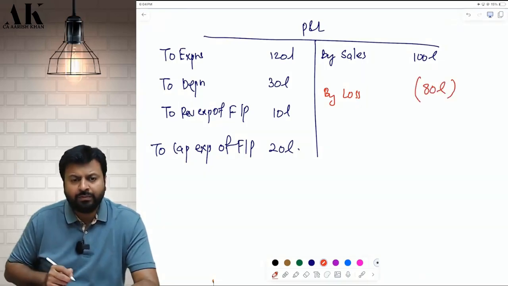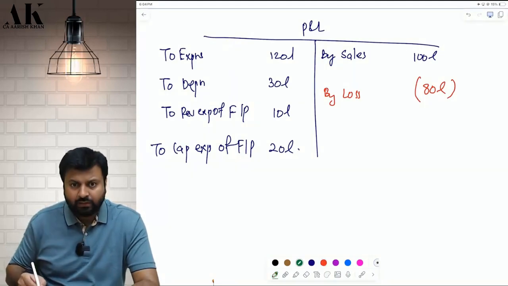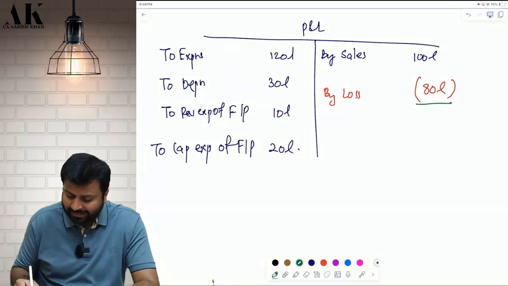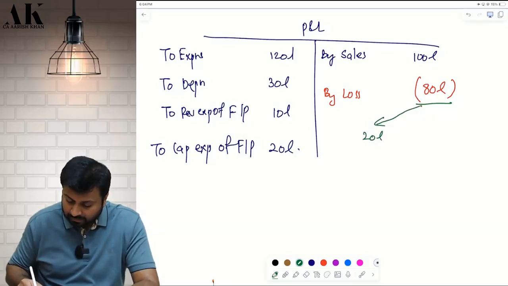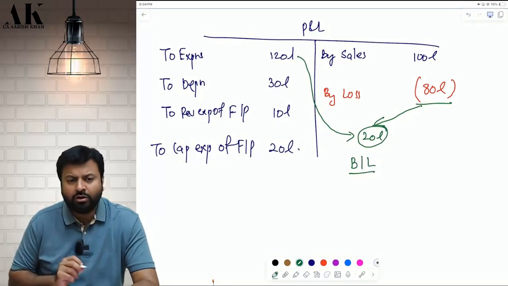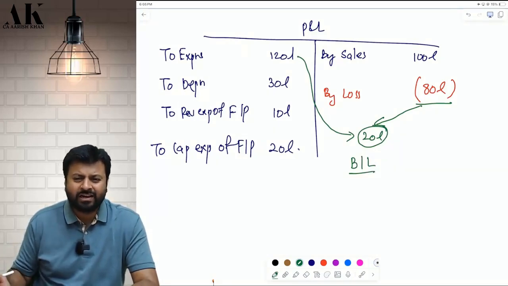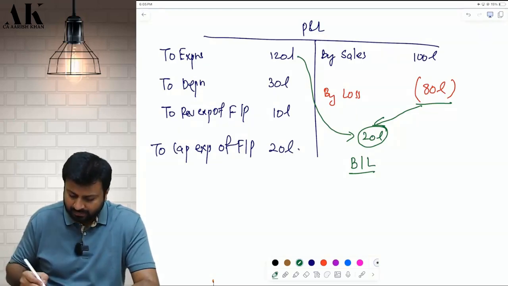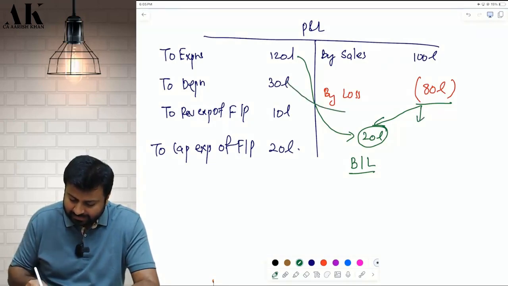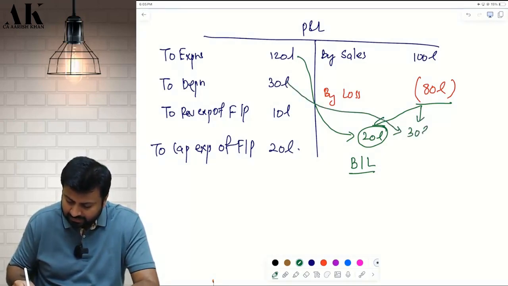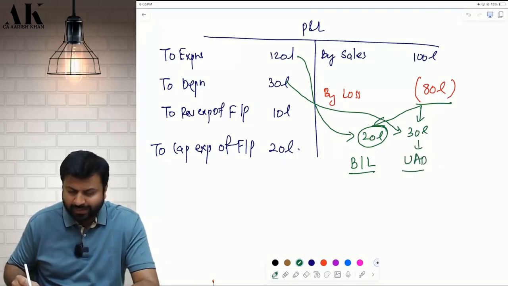Is it clear to all of you? Now what is the treatment of this loss? Out of this 80 lakh loss, 20 lakh loss is coming because of the excess of expenses over sales. This will be treated like a business loss. I have told you this earlier while explaining UAD. Now, out of this 80 lakhs, 30 lakhs has come because of depreciation. So this will be specially treated as per UAD.